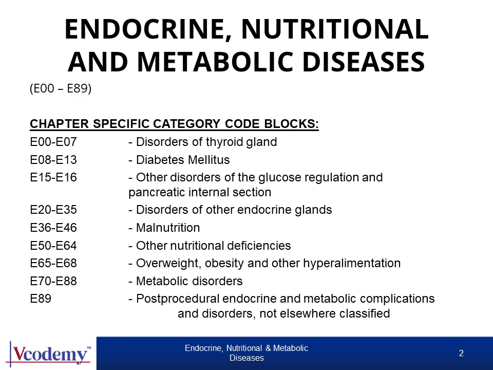So these are the chapter specific category code blocks. The code range is E00 to E89. E00 to E07 is disorders of the thyroid gland. E08 to E13 category, you have the codes related to diabetes mellitus. E15 to E16 category, you have other disorders of the glucose regulation and pancreatic internal secretion. E20 to E35, disorders of other endocrine glands.